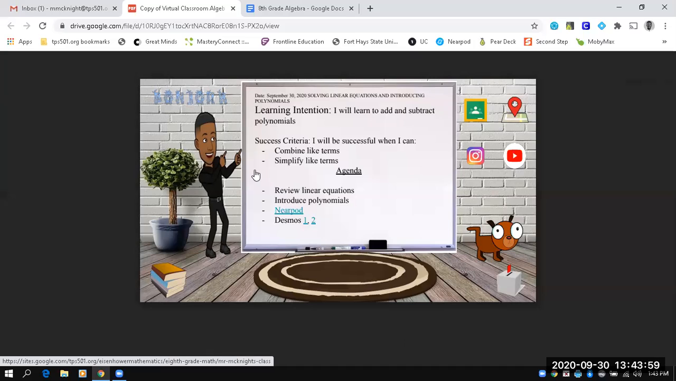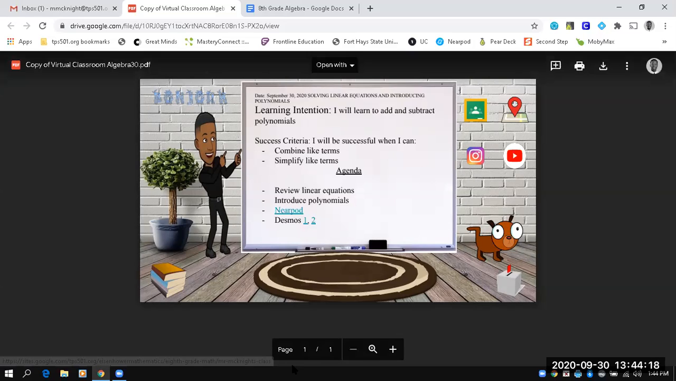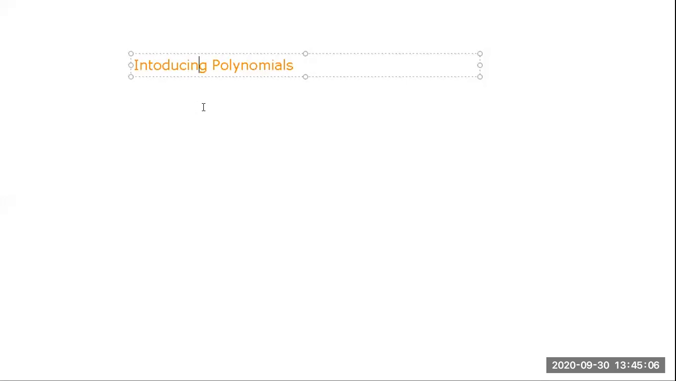So our learning intention today is only focusing on adding and subtracting polynomials. And our success criteria says that you'll be successful when you have mastered the art of combining like terms, but also simplifying like terms. Okay, so let me pull up my whiteboard. First of all, I want to go through some of the terminologies that we're going to use while we're doing polynomials.